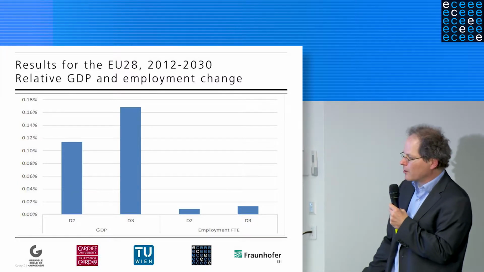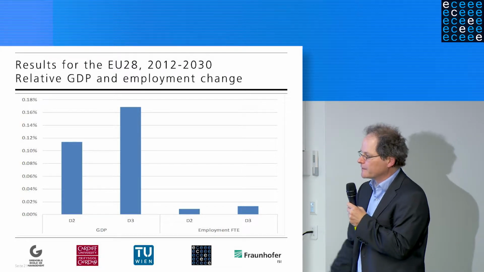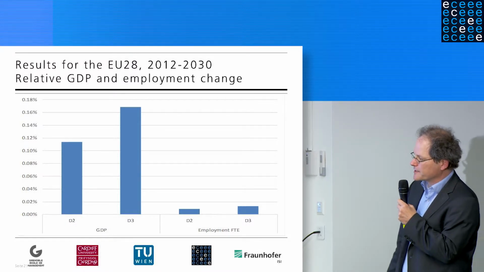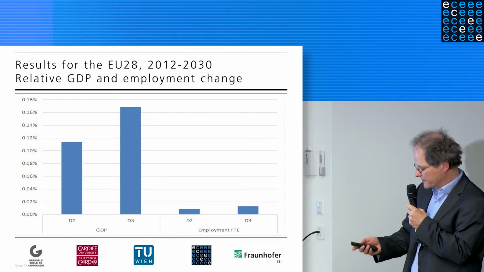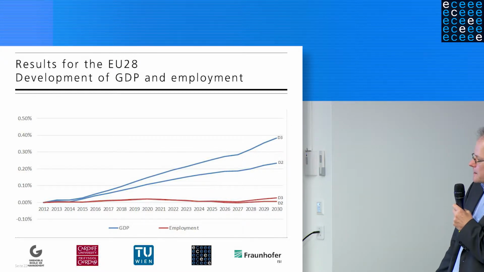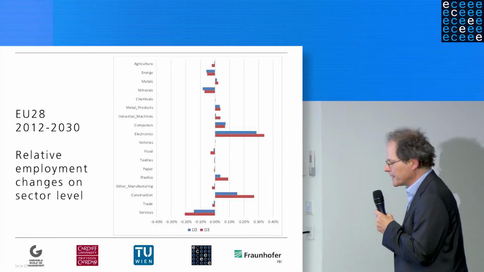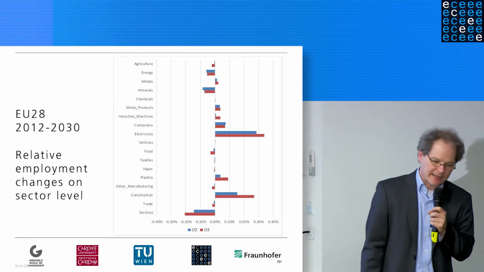The employment also increases, but significantly less, in relative percentages compared to the business as usual scenario. Basically, the same slide shows the development over time of these two variables, GDP and employment. Now, not that much of a change on the aggregate level.